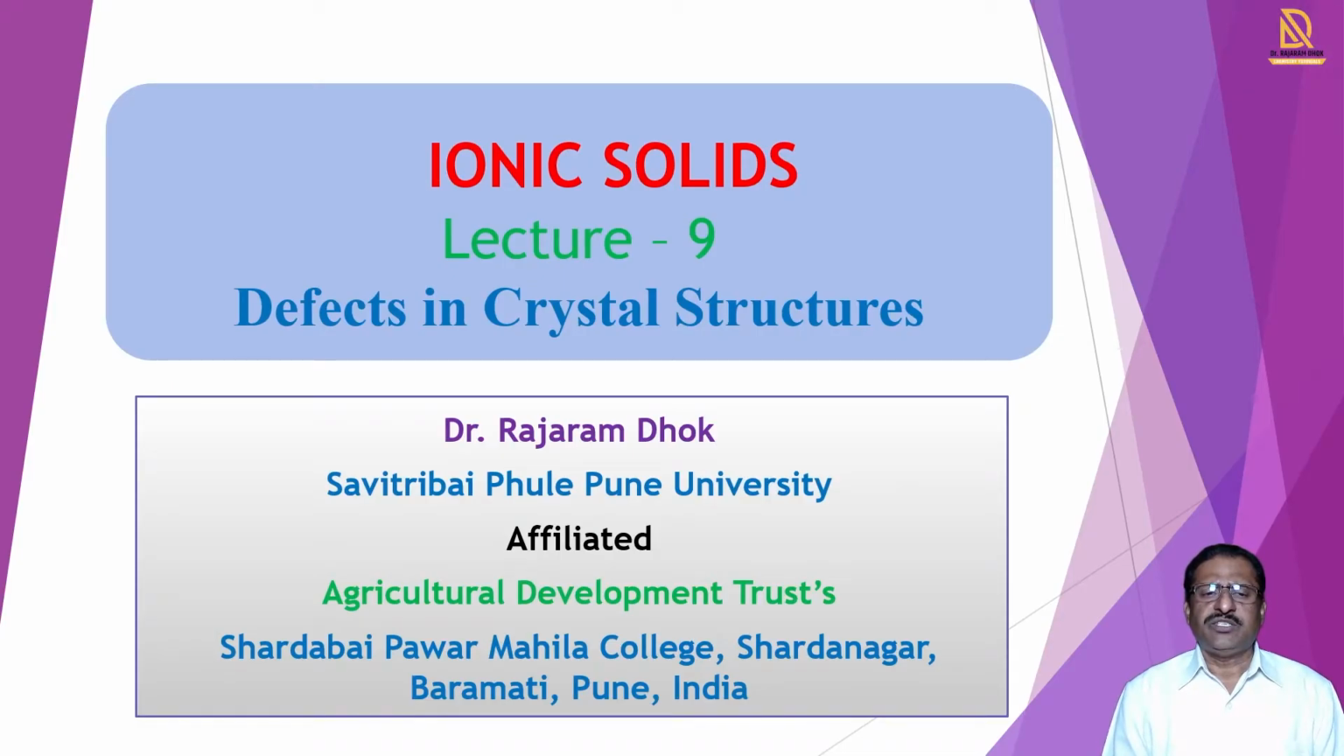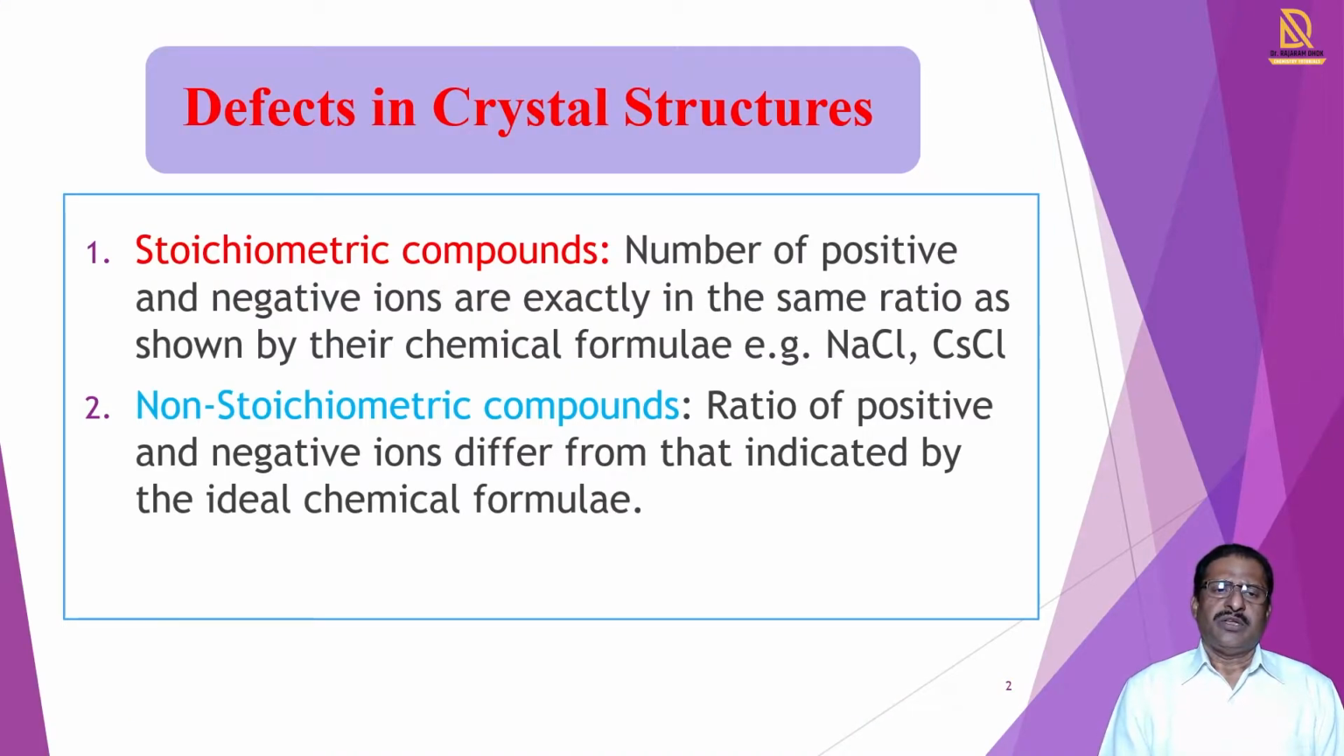Ionic Solids, Lecture 9: Defects in Crystal Structures. In the defects in crystal structure, we first see the different types of compounds observed in the crystal structure. There are mainly two types of compounds. One is stoichiometric compounds and the other is non-stoichiometric compounds. So what is a stoichiometric compound?